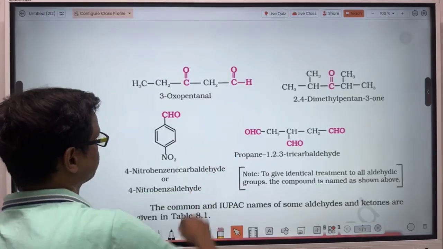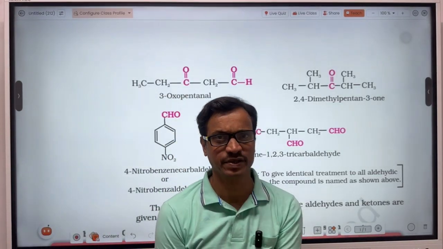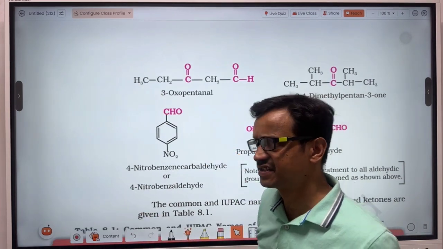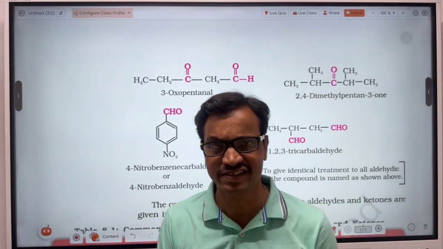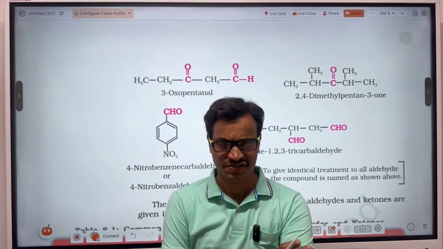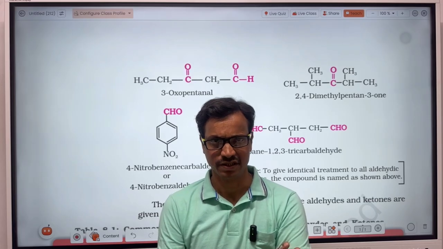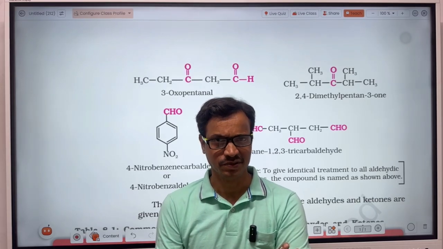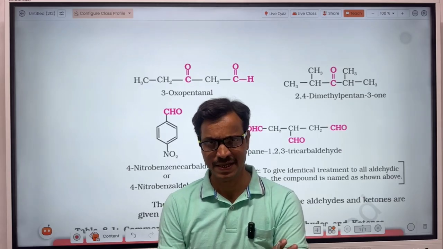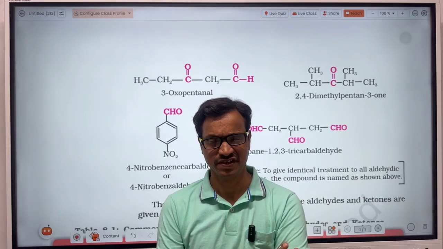Now watch out this compound. In this compound there is an aldehydic group and a ketonic group both. So then we will have to consider the seniority. The functional group which is most senior, the name of the compound will be based on that. That means the name of the compound will be based on the most senior functional group.